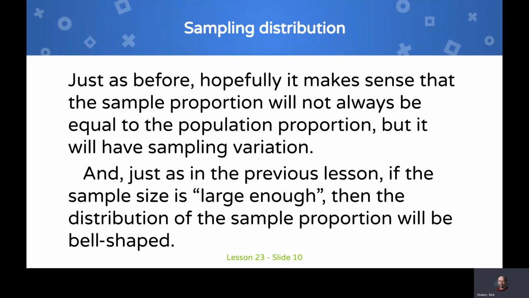Just as before, hopefully it makes sense that the sample proportion will not always be equal to the population proportion, but it will have sampling variation. And just as in the previous lesson, if the sample size is large enough, then the distribution of the sample proportion will be bell-shaped.